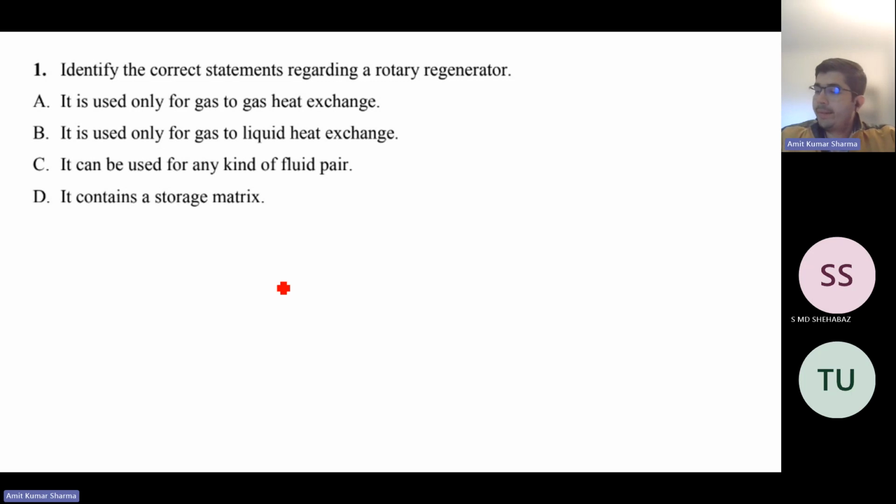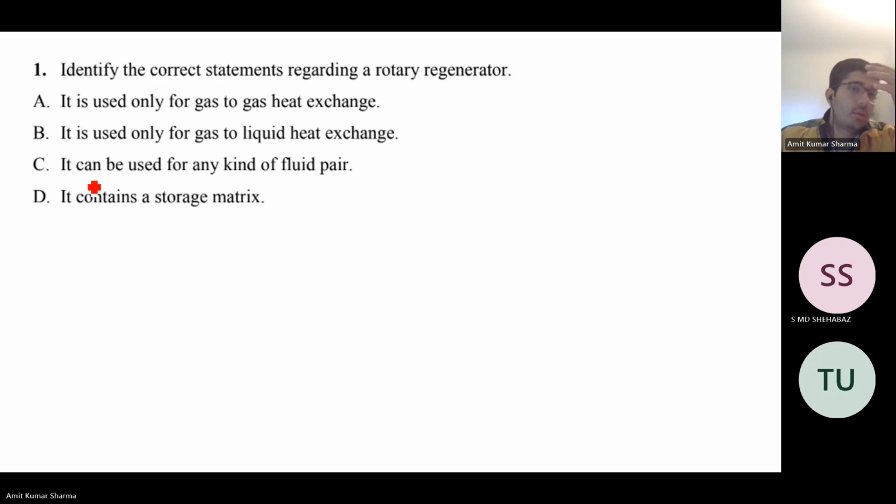So, okay. Any guess? Any other student? Any guess? Sir, B and D, sir. Okay, B and D.